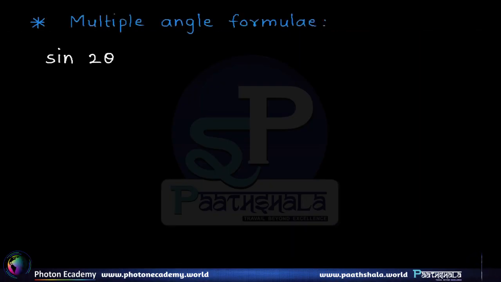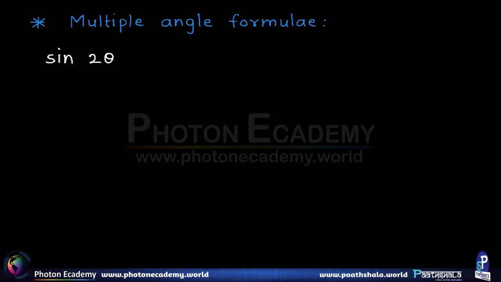Now we move on to the multiple angle formulae, which are the trigonometric ratios of the multiples of some given angle theta. So it's like 2 theta or 3 theta and so on. So we derive only some of the most commonly used results. So firstly we have the derivation for sine of 2 theta.